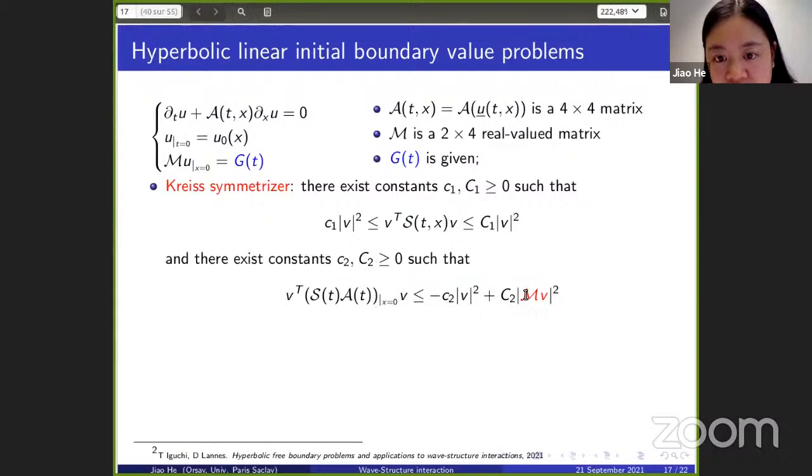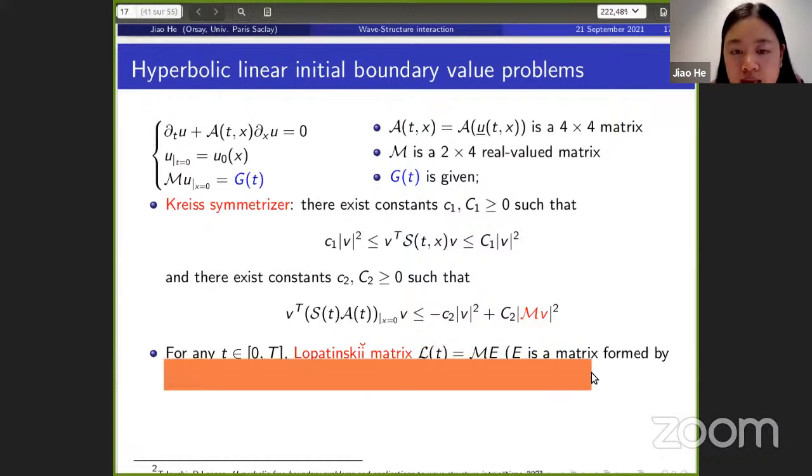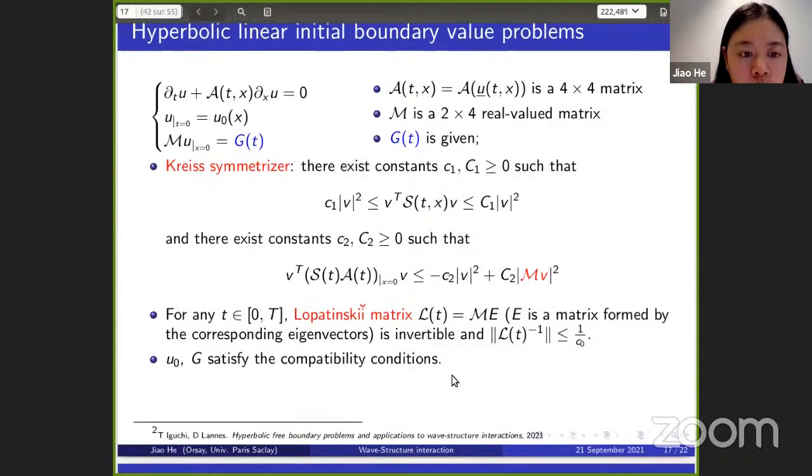The difference is that here it's not the new dot u, it's a matrix times v, and the Lobachevsky matrix is this one. We still need the Lobachevsky condition, and the difference between the two cases is that the Lobachevsky condition becomes like this, and then we still need the compatibility condition.